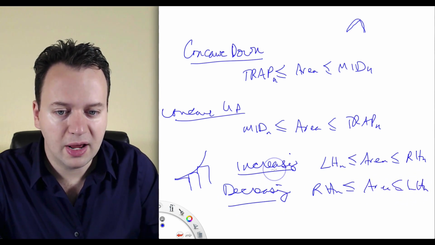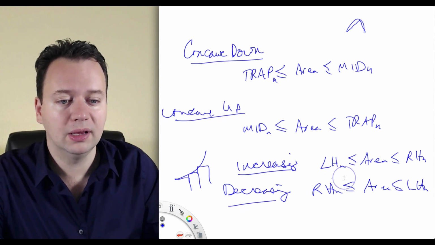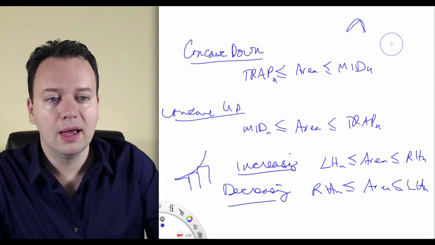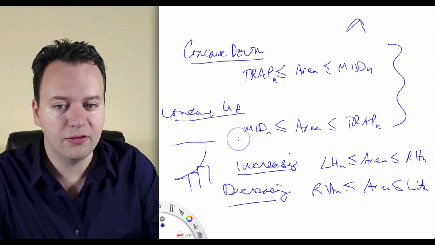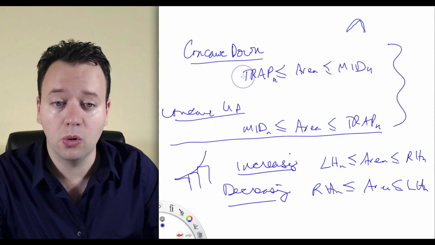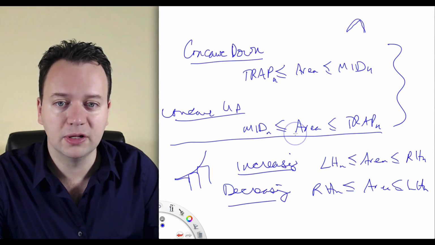So depending on whether you have an increasing function or a decreasing function, the left or right-hand Riemann sum provides upper or lower estimates to the area. And then similarly, if you have a concave up or a concave down function, the trapezoid and midpoint rules provide the upper and lower estimates for the actual area.